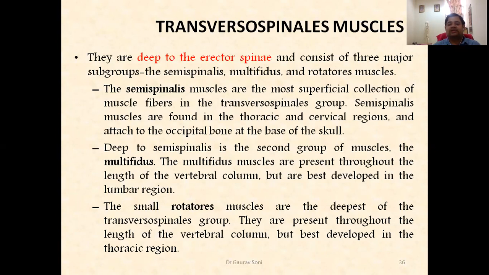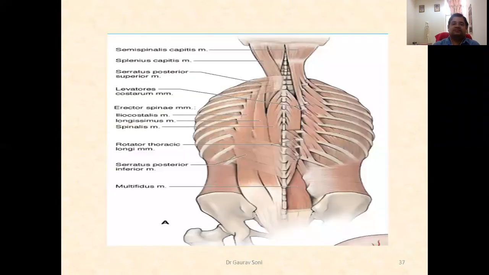Next, deeper are the multifidus. These are present throughout the length of the vertebral column, but best developed in the lumbar region. Then there are the small rotators. These are the deepest. They are present throughout the length of the vertebral column, but best developed in the thoracic region. Remember, semispinalis, multifidus, rotators. You can see in the diagram, these are multifidus, then rotators.